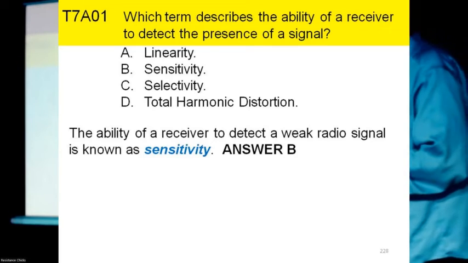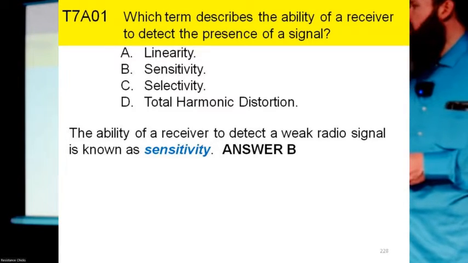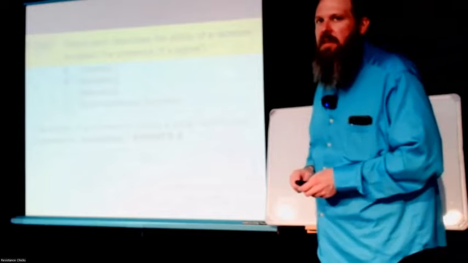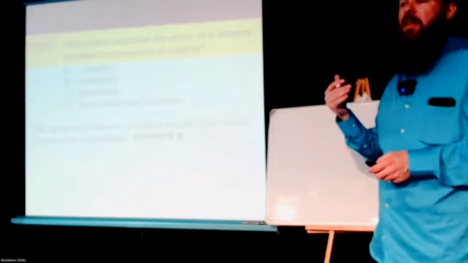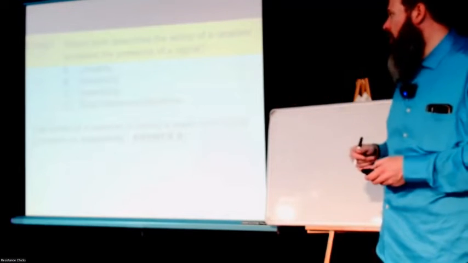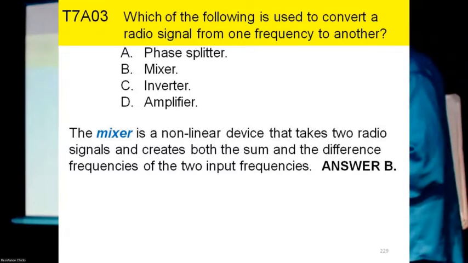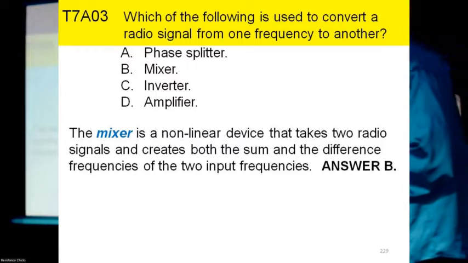What term describes the ability of a receiver to detect the presence of a signal? That's sensitivity. Okay. How sensitive is your radio? Well, mine's more sensitive than yours because I can pick up a signal that you can't. That's what it's talking about. Which of the following is used to convert a radio signal from one frequency to another? The answer is mixer.